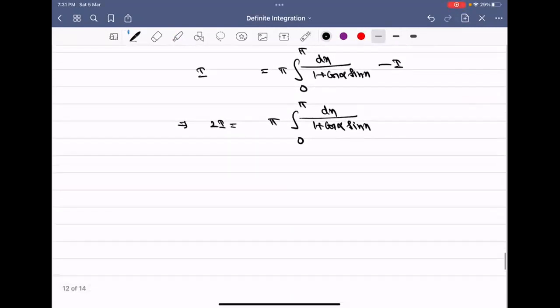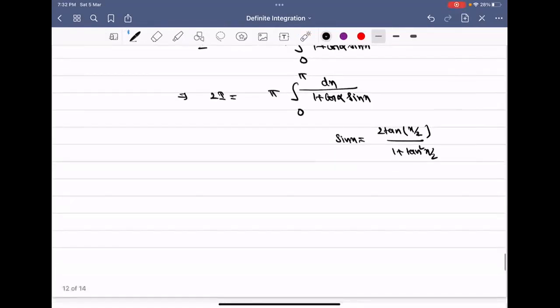1 plus cos alpha sin x. Now what you do is solve this question. Here sin x is there, so here sin x is equal to, we have this result, sin x is equal to 2 tan x by 2 over 1 plus tan square x by 2.